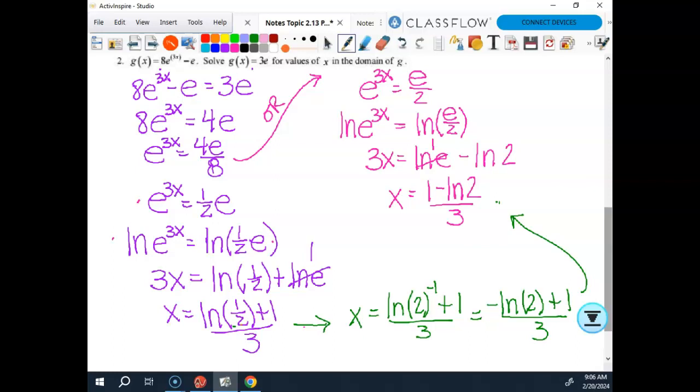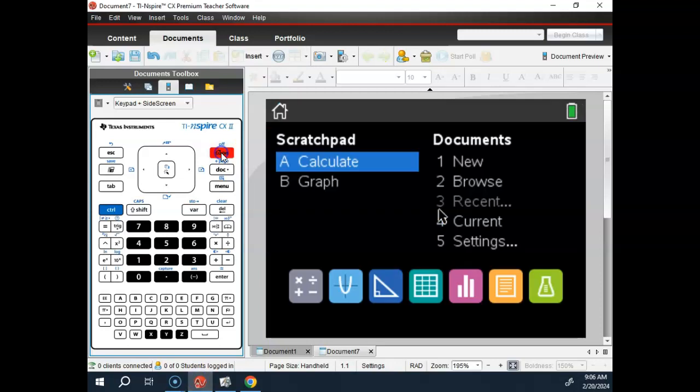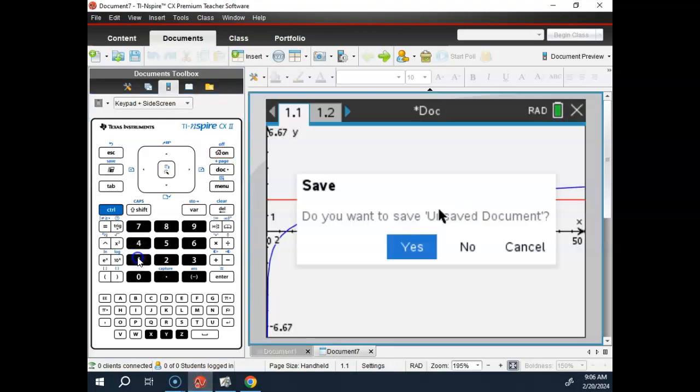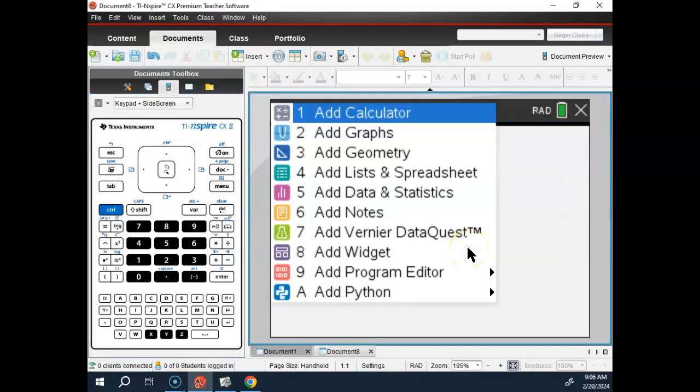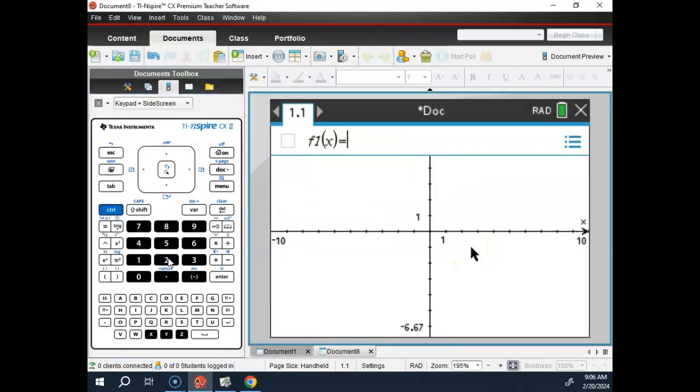But we could have a calculator question that's similar to this, and I'm just using these. So we've got g of x equals 8 times e to the 3x minus e, and we want to solve for when g of x equals 3e for the values of x. So we're going to do that basically the same way we just did. We're going to type in g of x. So let's go back to our calculator, hit the on button, 1 for new, say no, and let's add a graph.